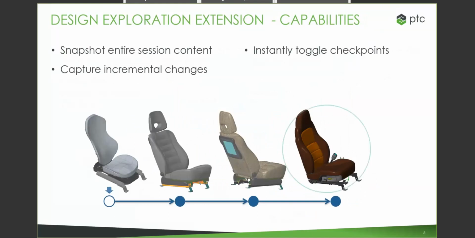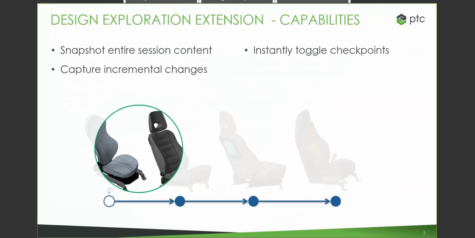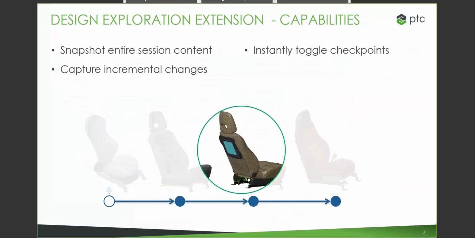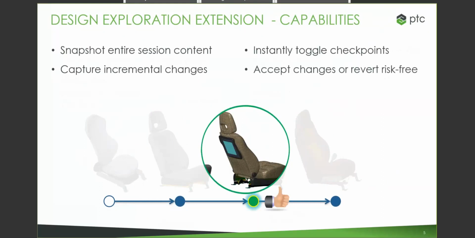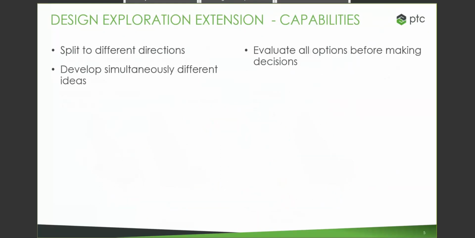We also have the ability to toggle through each of these checkpoints that we make, and we can pick exactly where to go, and that gives us options. The path that's really just best for us. Ultimately, we can accept these changes and go forward, or simply say, hey, let's revert back and try another path. The Design Exploration extension, or DEX, really makes this process painless, no matter how many different paths that we try.